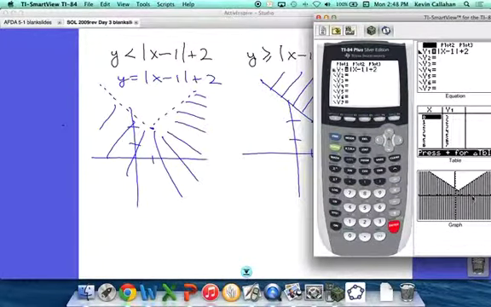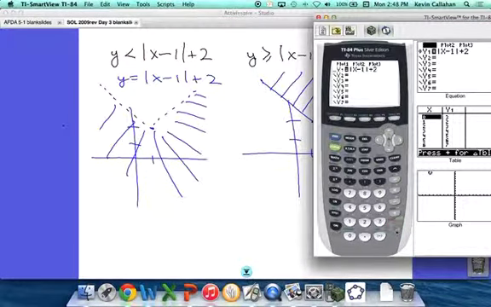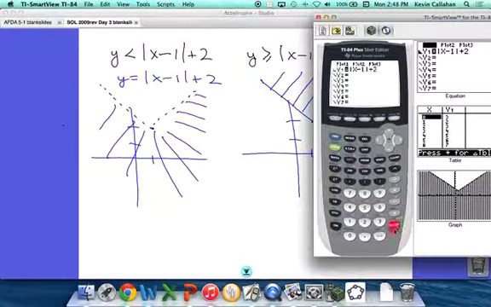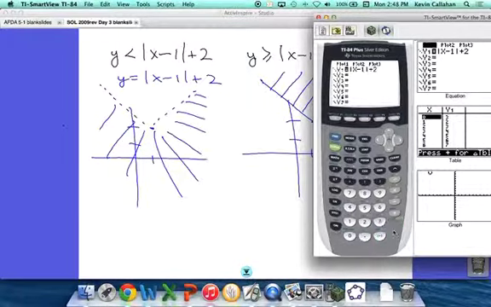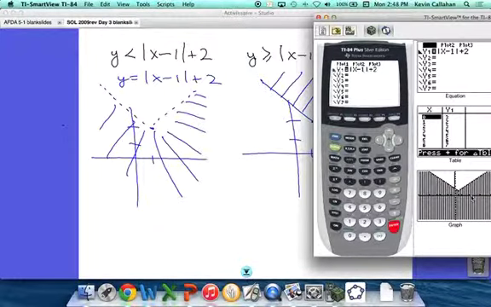Right? And if I wanted to change to a greater than, then you hit one more time. No, sorry. We already did that. Too fast. That's the greater than, and then the next one, greater than. That's the less than. When you let the calculator do it, the only thing you really can't see is the dashed versus solid, right? You didn't tell it that. You have to know that part.